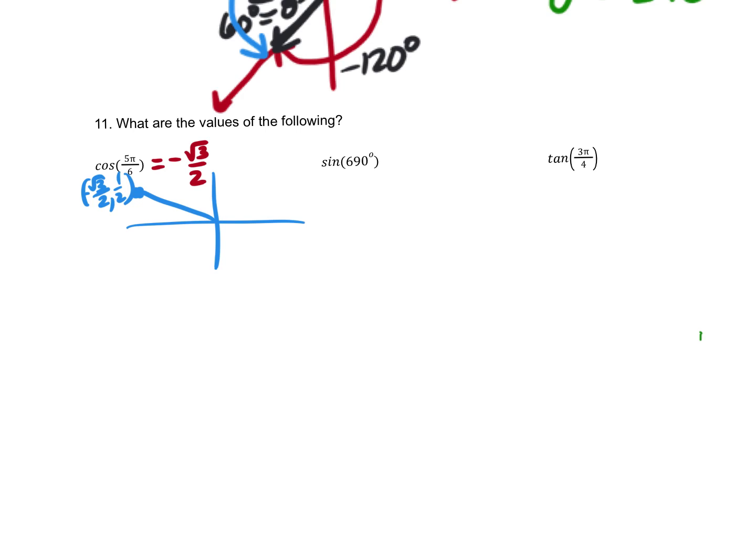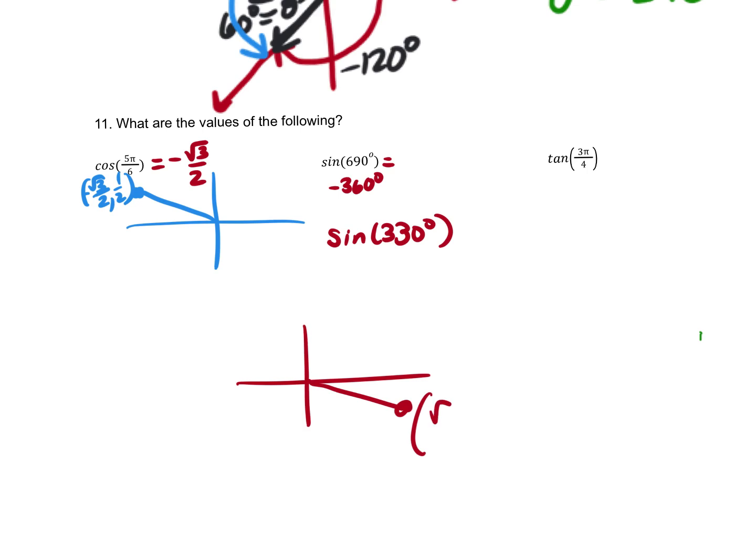Now sine 690 is not on my unit circle, so I'm going to subtract 360, and I'll get sine of 330 is the same as sine of 690. Now if I look at 330, it's over here. So my point on the unit circle is radical 3 over 2, comma, negative half. Well, remember, cosine is x, sine is y. So in our case, the sine of 330 is negative half, so the sine of 690 is negative half.